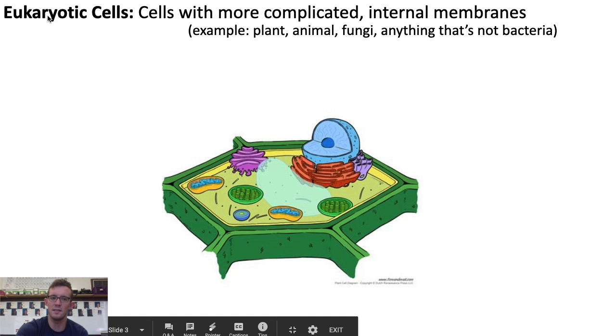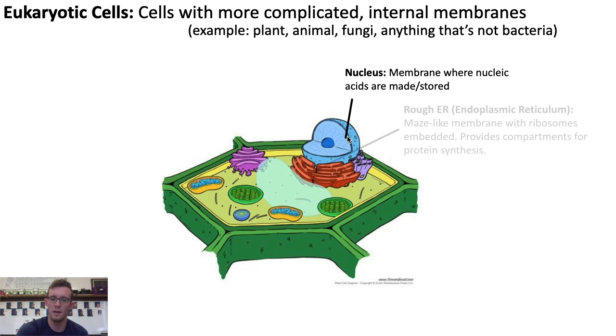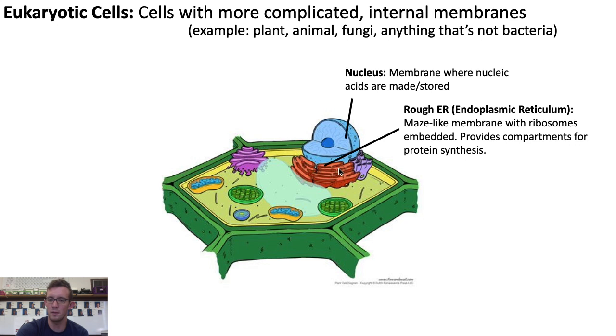But some cells, eukaryotic cells, have more complicated internal membranes inside of them. So they have the big membrane around the outside, but smaller membranes inside. So for instance, they have nuclei, where nucleic acids are stored. And they have endoplasmic reticulum.